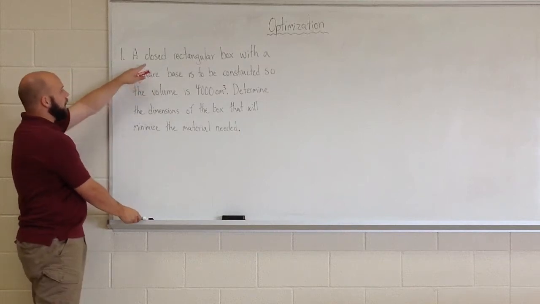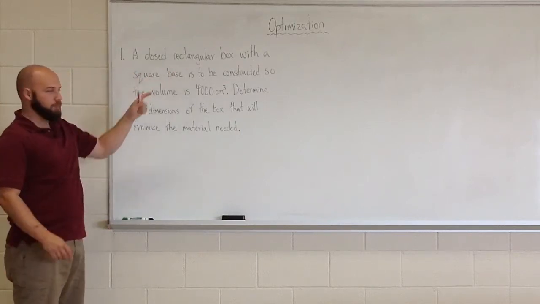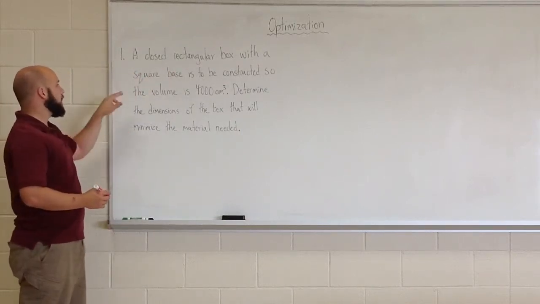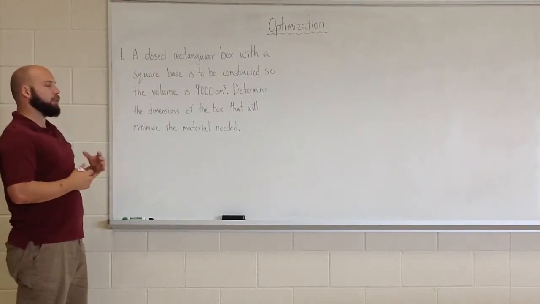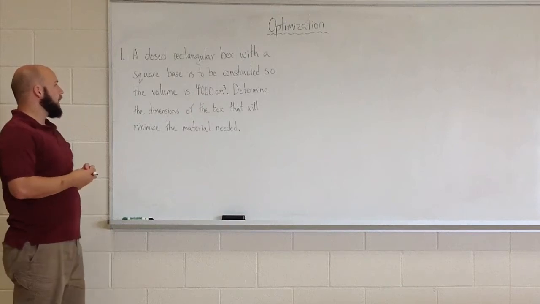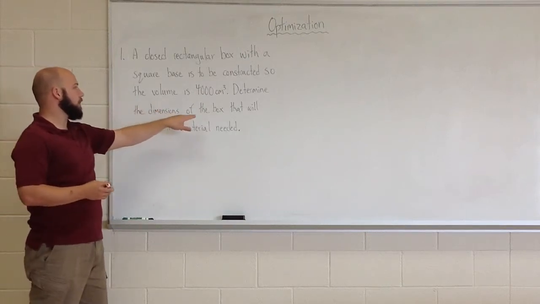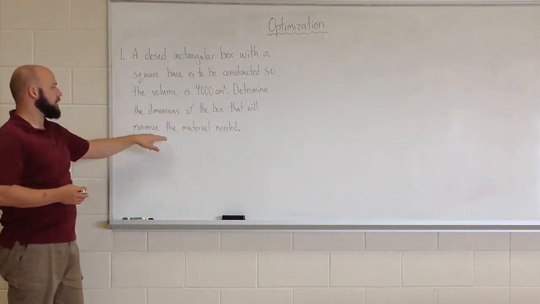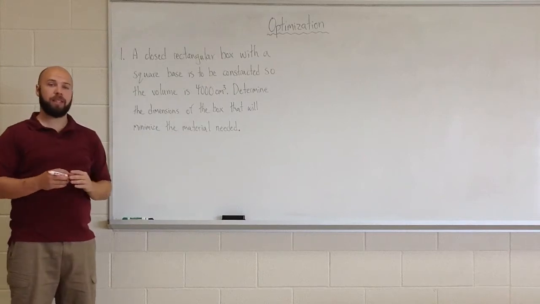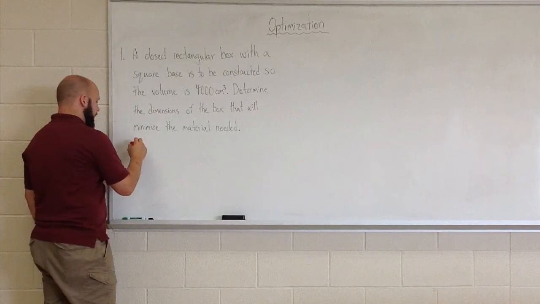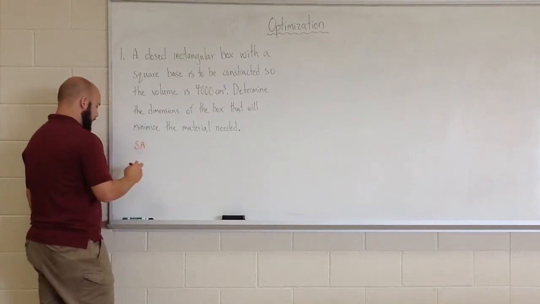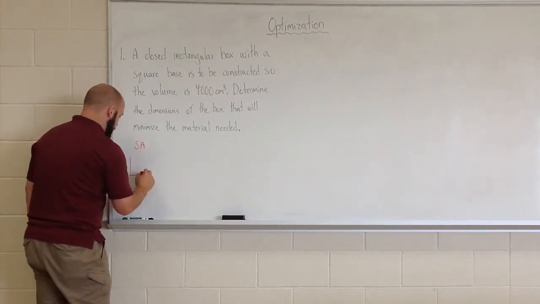You could have a rectangular base or a square base box, or you could have an open box. Any of these are different examples that you do slightly differently. This question asks us to minimize the material needed. So that's minimizing the surface area. So we're going to need an equation for the surface area of a box. Let's draw our box out first.